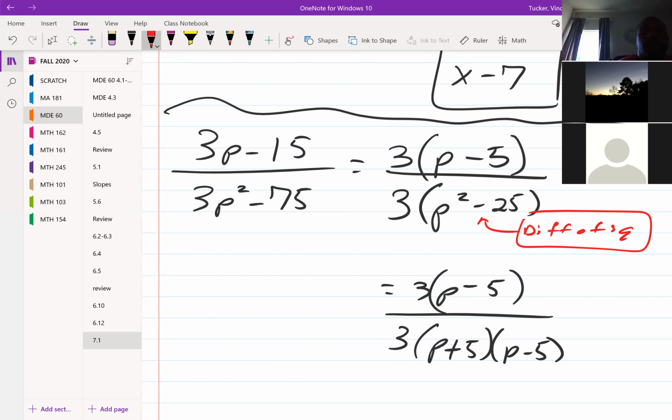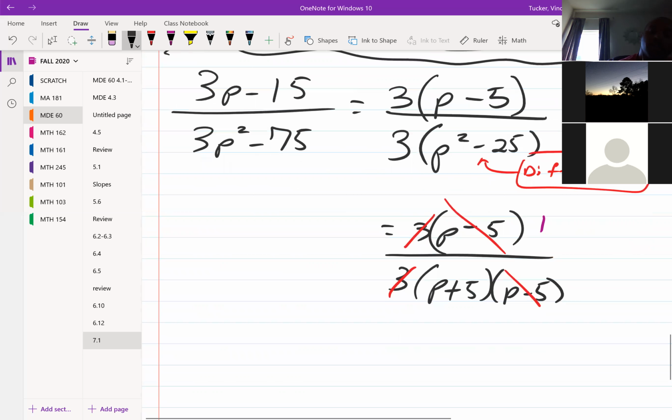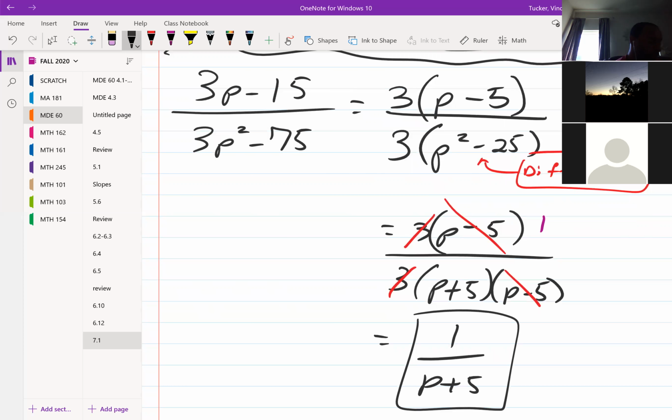Now we can cancel out what we have in common. 3's will cancel, and also the p minus 5 will cancel. Don't forget, when everything cancels out, you're left with 1. So that's what we have in the numerator. And that will be 1 over p plus 5. All right, questions.